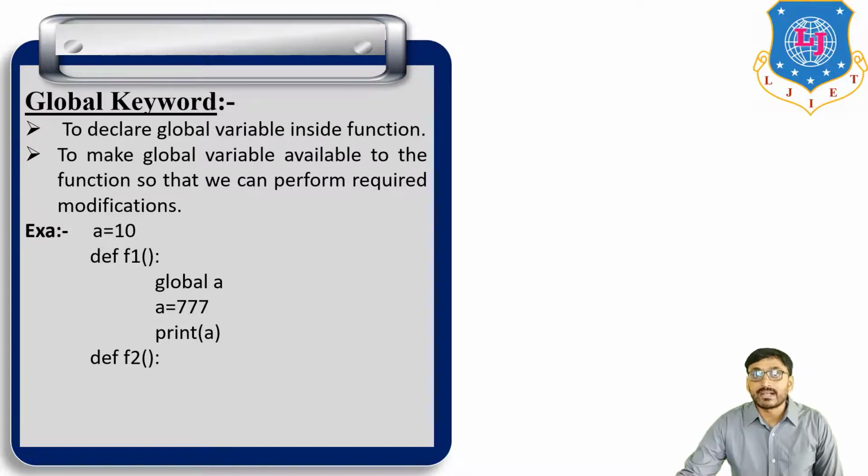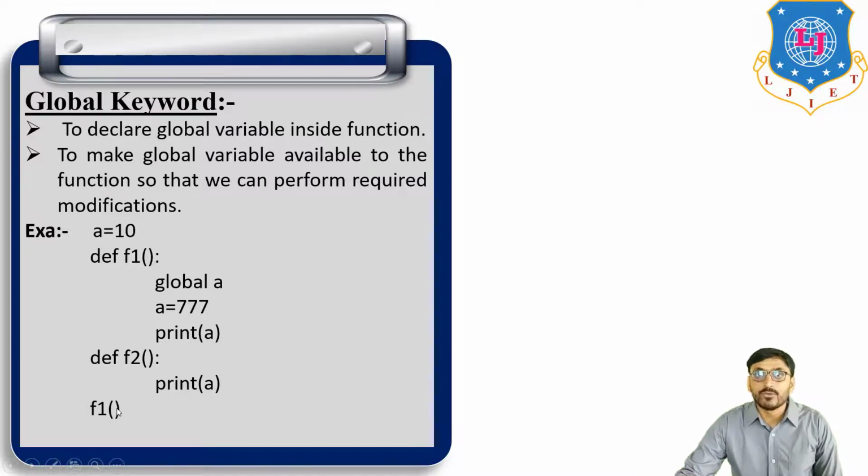Then second, def f2, the second function, then print a. So this 777 is the global variable. First it is equal to 10, then we modify this global variable from 10 to 777. So here also print a, and we get 777.